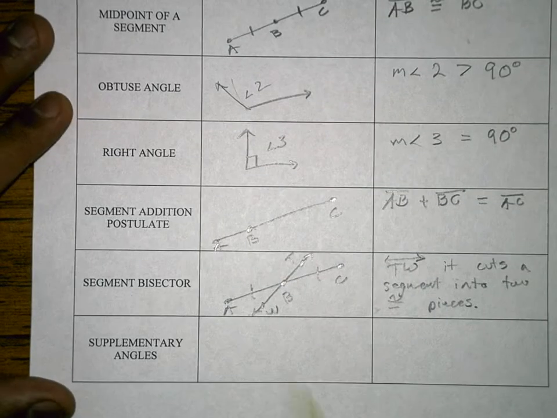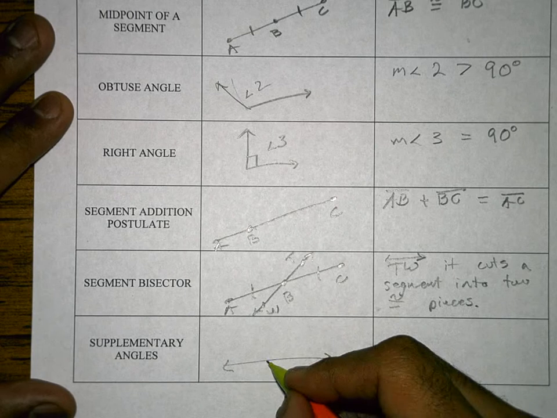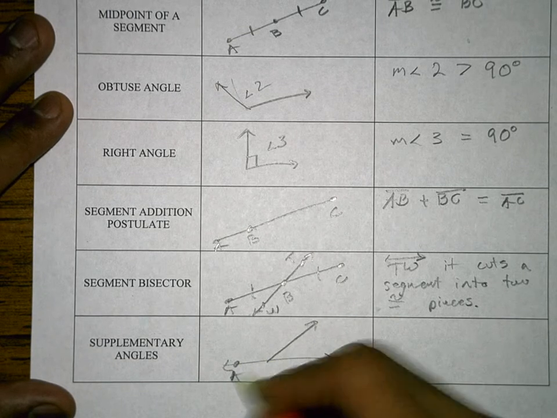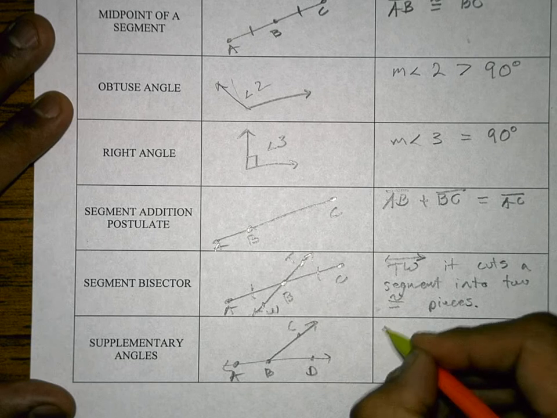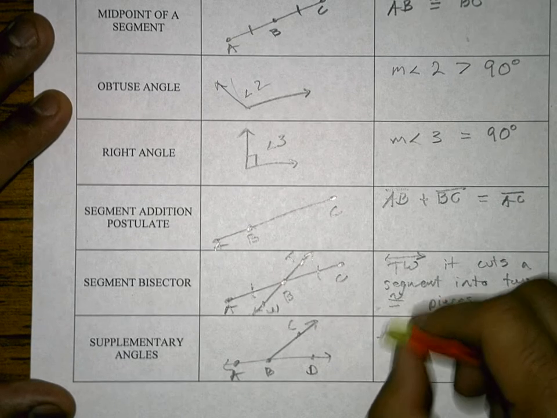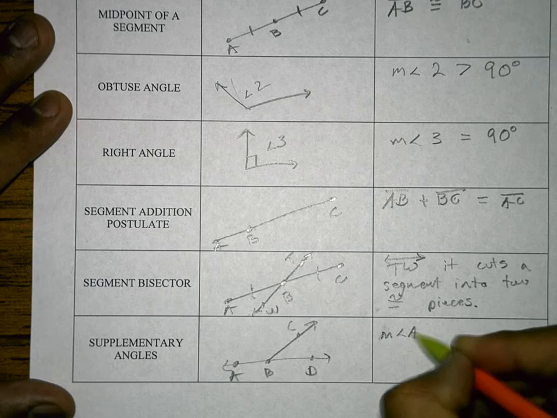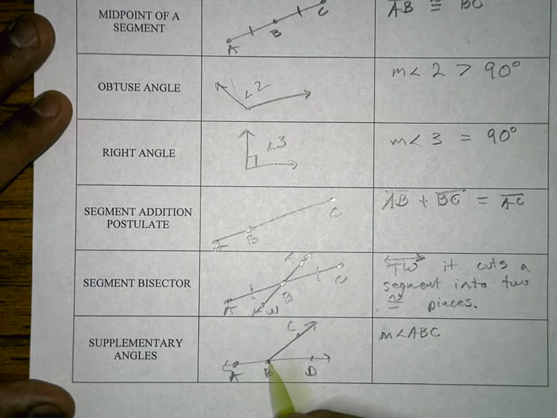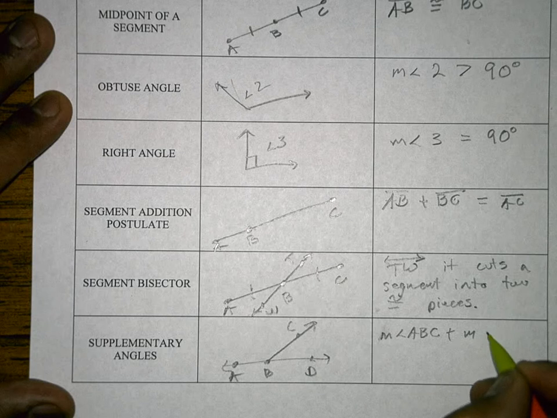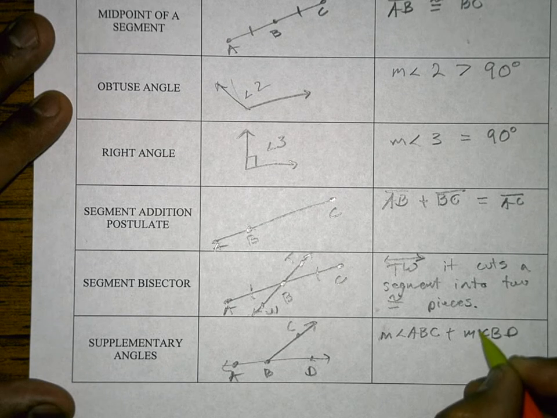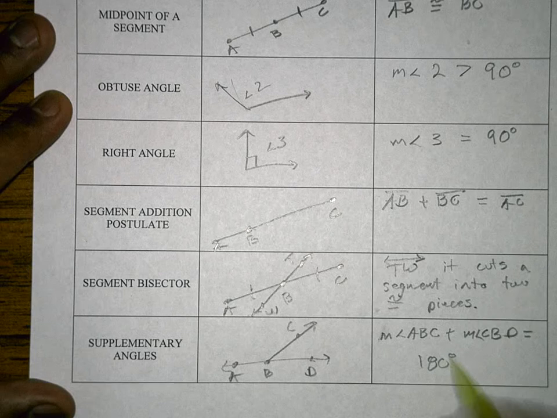Supplementary angles, okay, we typically draw it as a linear pair. And I would say the measure of angle ABC plus the measure of angle CBD is equal to 180 degrees.